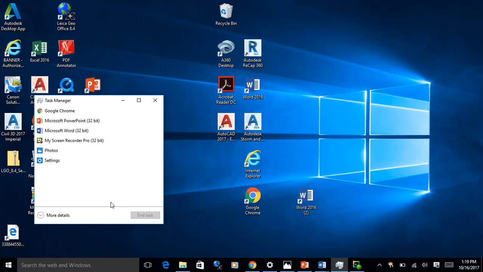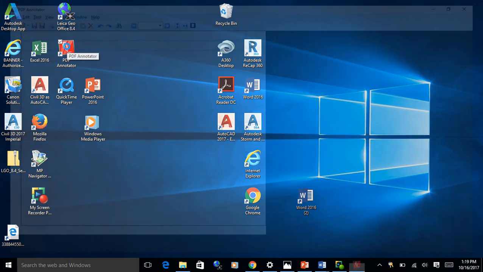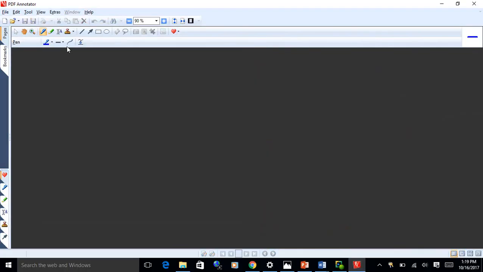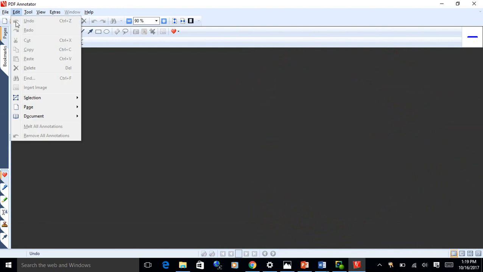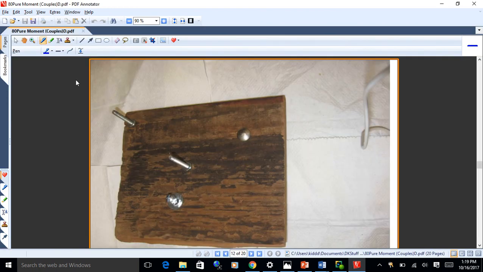End task. Set control panel. Start up software. Open file. Can't find file. Pure moment. There we go. Oh, that's interesting. Okay.